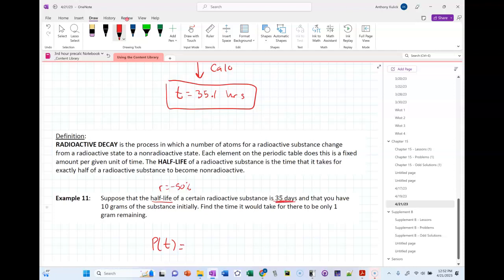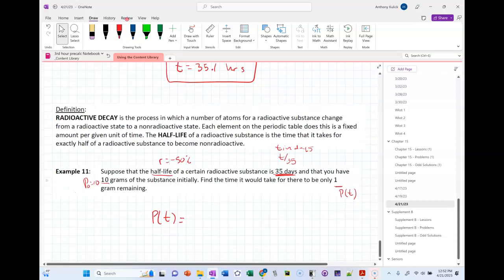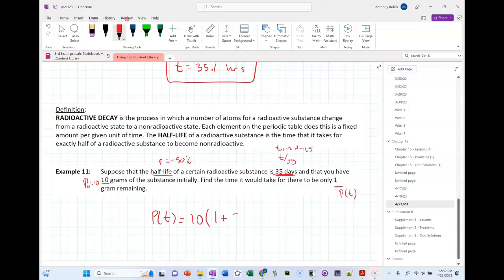So if the length of the half-life is 35 days, that means that if I measure t in days, my exponent should be t over 35. And we start with 10 grams, so that's like my P naught. And then this is what my P of t will be that I'm solving for. So if I plug this in and then simplify down, there's my model.